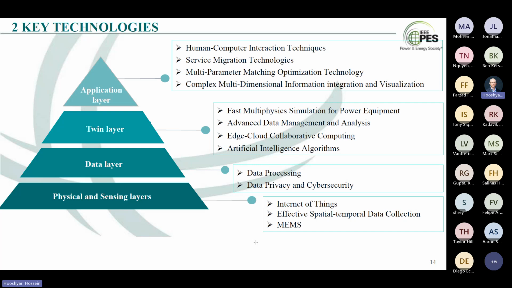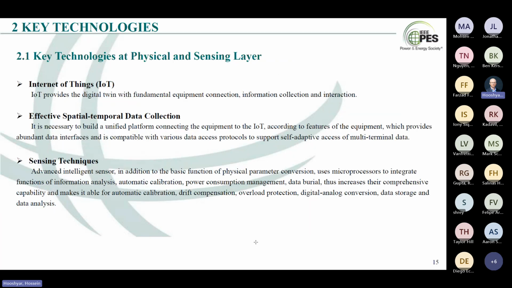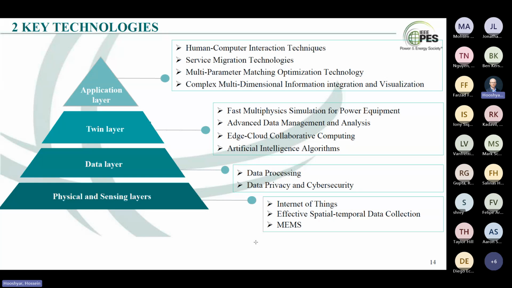So we need to develop the maps for the equipment. Also, we need to use Internet of Things to connect all that data from different time scales. And at the data level, you need to think about the data process and the privacy and cybersecurity issues. For the twin layer, that's a key issue. You need to think about a multi-physical simulation of power equipment.